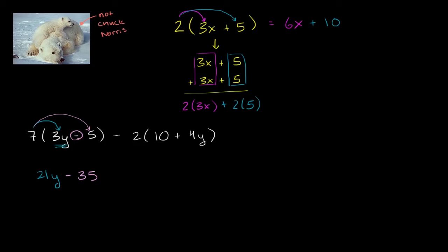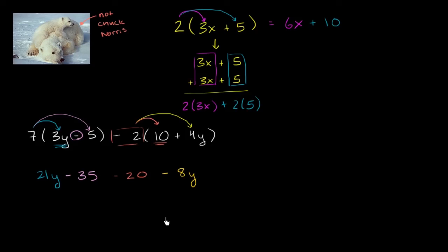Let's simplify the right-hand side. You might be tempted to say, oh, 2 times 10 and 2 times 4y, and then subtract them. If you do that right and you distribute the subtraction, it would work out. But I like to think of this as negative 2, and we're going to distribute the negative 2 times 10, and then negative 2 times 4y. So negative 2 times the 10 is negative 20. So it's minus 20 right over here. And then negative 2 times 4y, negative 2 times 4 is negative 8, so it's going to be negative 8y. So let's write a minus 8y right over here.